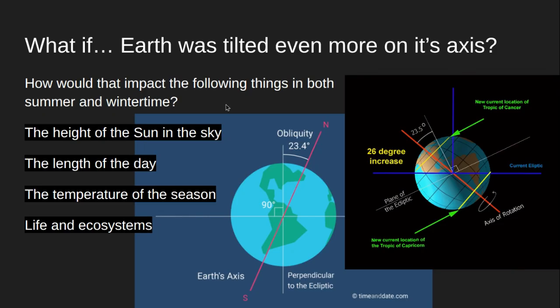So, one fun thing to consider, which I like to do, is what if the Earth was tilted even more on its axis? How would that impact the following things in both summer and winter time? So, if we were to take our 23.5 degrees and increase it an additional 26 degrees, now look at where the equator would be, how different the equator would be as it goes back and forth over there, and just the difference over here.